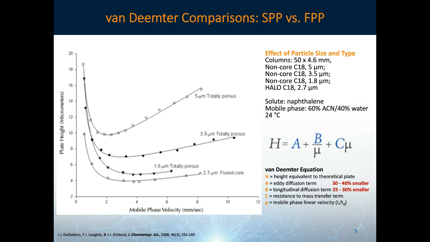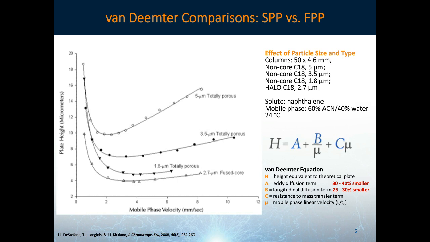Now, compared to the sub-2 micron totally porous particle column, we have about similar efficiencies, but if you're looking at the back pressure, like I said before, it would be 1/2 to 1/3 the back pressure with the 2.7 micron fused core column compared to the 1.8 totally porous or fully porous particle column.